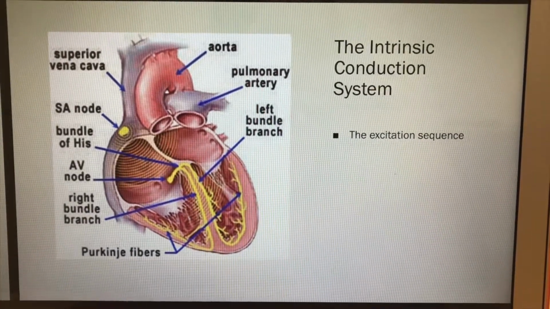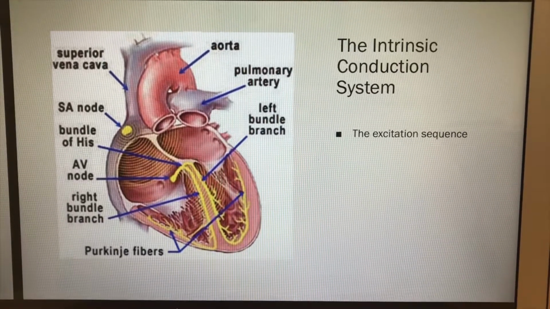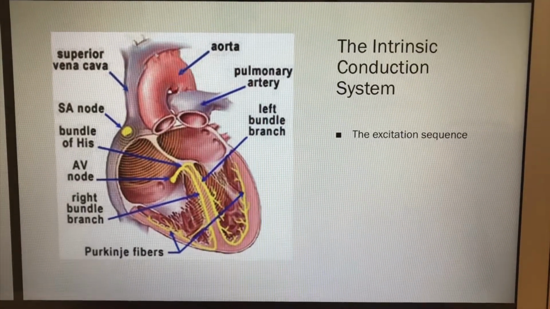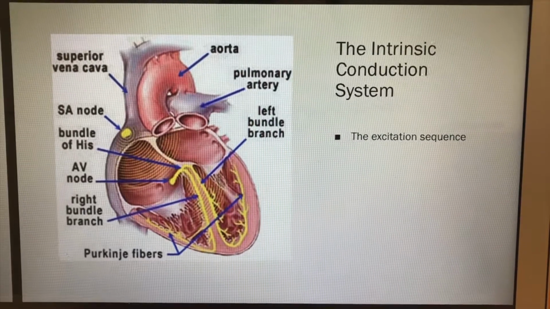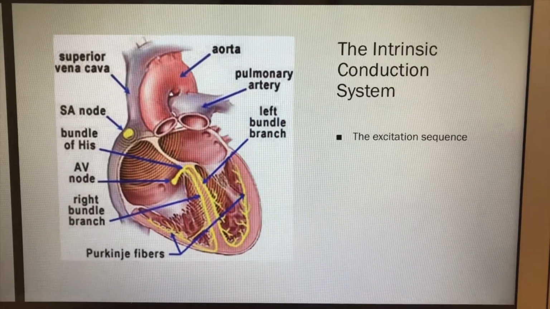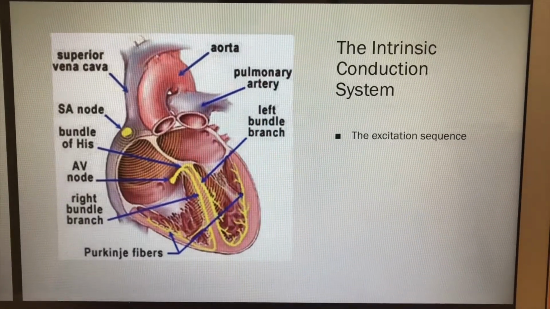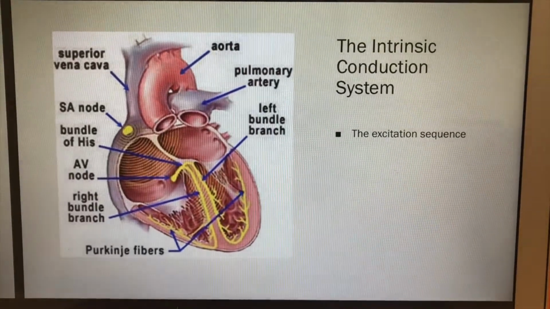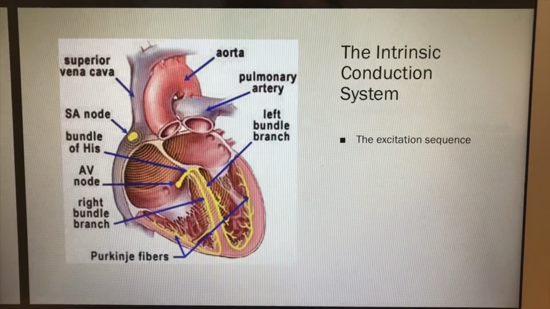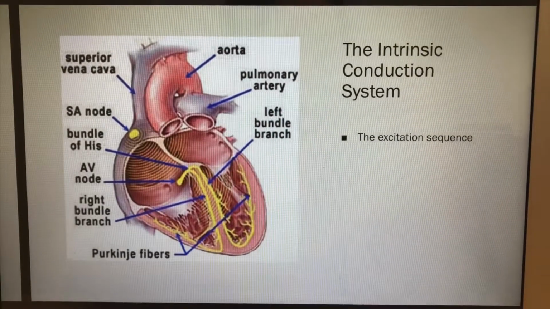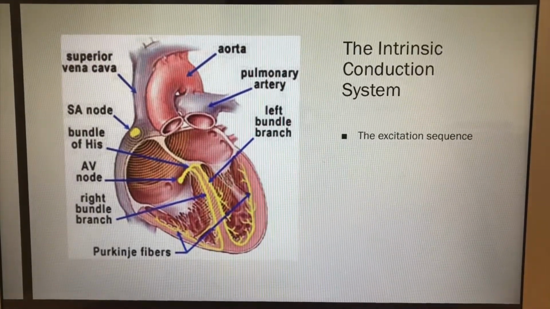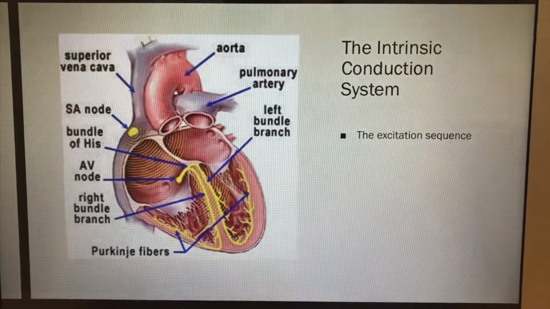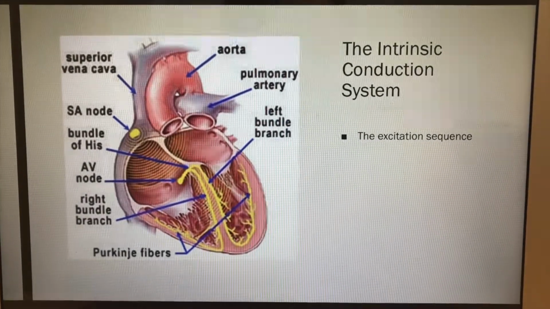From the SA node, the impulse travels through the atria and the internodal pathway to the atrioventricular node, or the AV node, located above the tricuspid valve. The impulse is delayed at the AV node for about 0.1 seconds, allowing the atria to respond and complete contraction before the ventricles follow. The AV node conducts impulses more slowly.